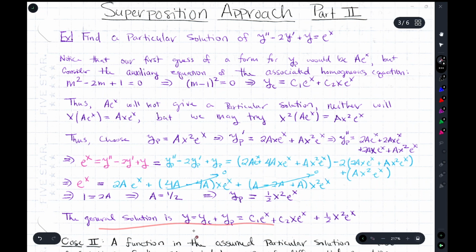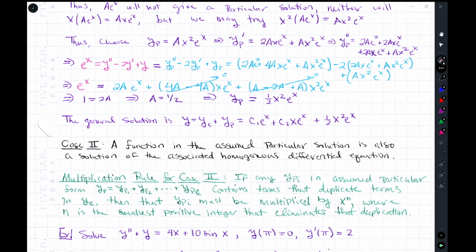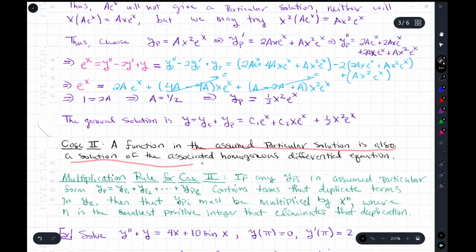The general solution then is the complementary function plus a particular solution, okay? So this is case 2, all right? And it's the case where a function in the assumed particular solution is also a solution of the associated homogeneous differential equation. How do you solve it? You solve it with the multiplication rule. We call this the multiplication rule for case 2.